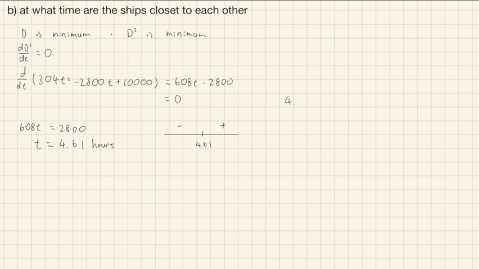By converting 4.61 hours into hours and minutes, we know that the time taken was around 4 hours and 36 minutes. Therefore, at 4 hours and 36 minutes, the ships are closest to each other.